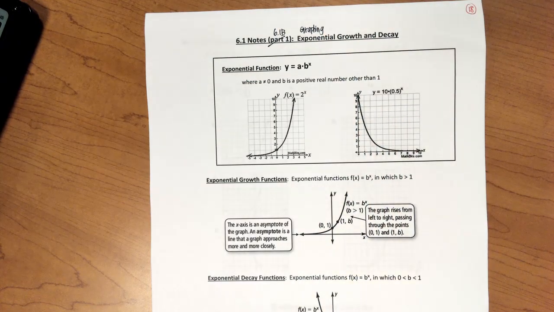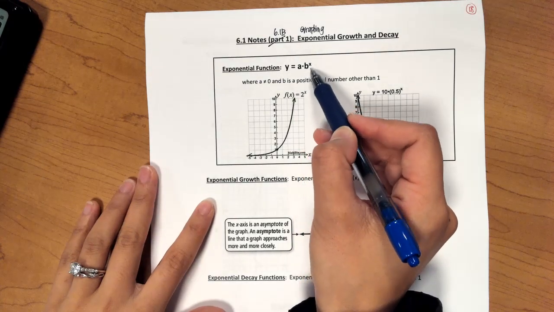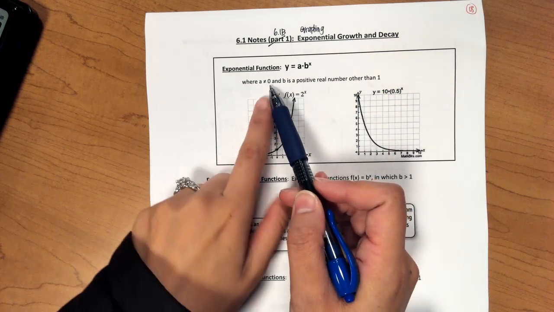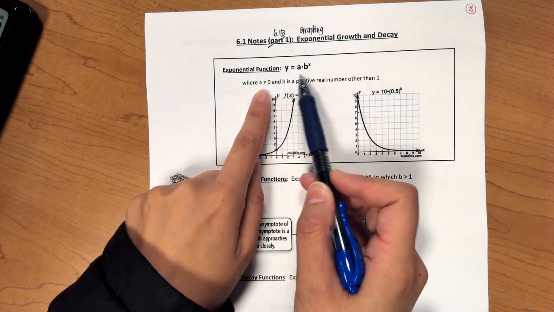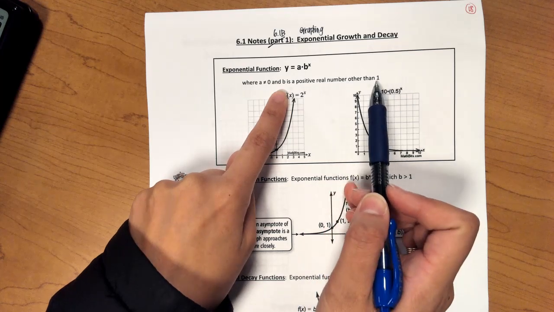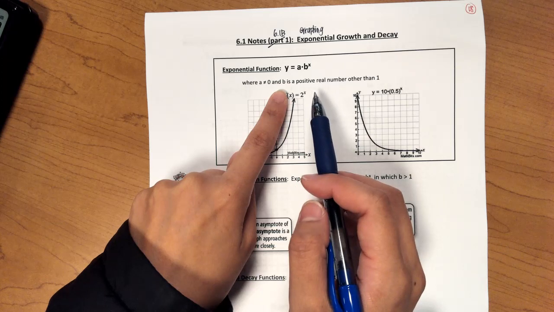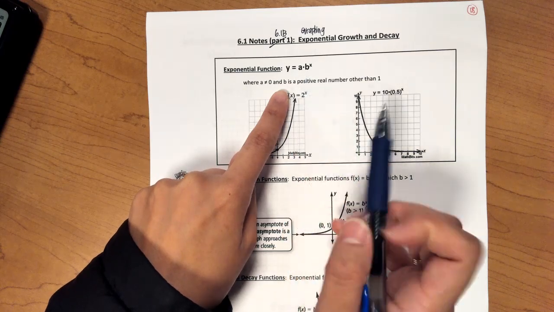So what is an exponential function? An exponential function has this basic parent function of y equals a times b to the x, where a cannot be 0, because anything times 0 is 0, and b has to be a positive real number, but it can't be 1. Now, I'm not saying it has to be greater than 1 or less than 1, because it could be greater and it could be less than.